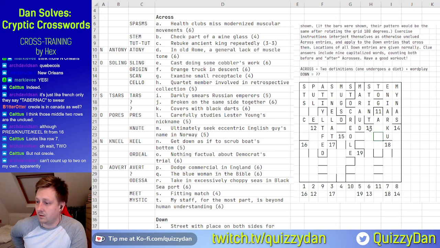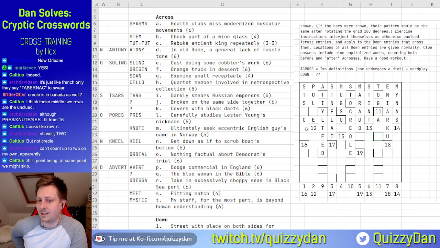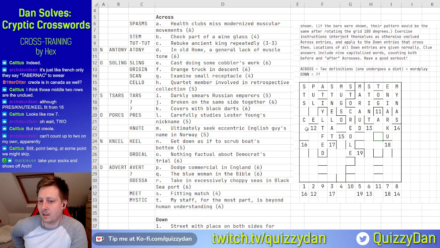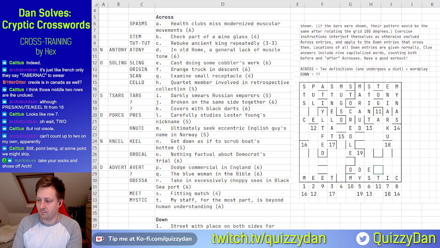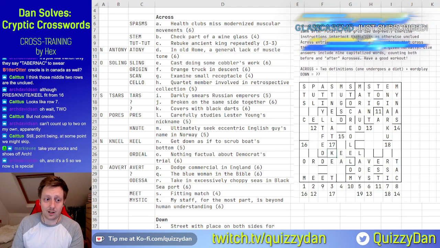Covers with black darts is 6, or at least 6. Covers with black could be tars again. But we can start putting stuff in the reverse, can't we? Because we've got mystic and we've got meat. And we've got Odessa. And we've got something. Then we've got avert. And then we've got ordeal. And then we've got keel. Of course, this is solving quite a lot of the down clues for us.